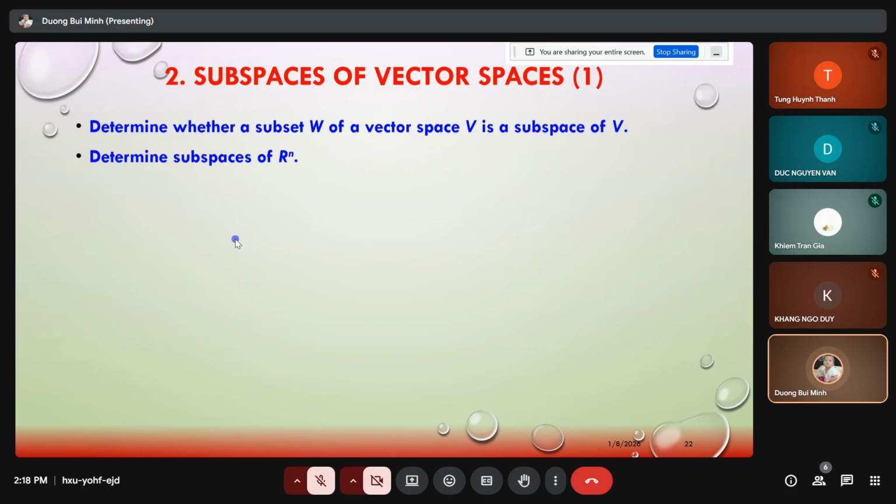Now we come to session 2. We discuss subspaces of a vector space. We have a vector space and we have the subspaces of a vector space. For example, the ECE program is a vector space, and we have the female group and male group as subspaces.